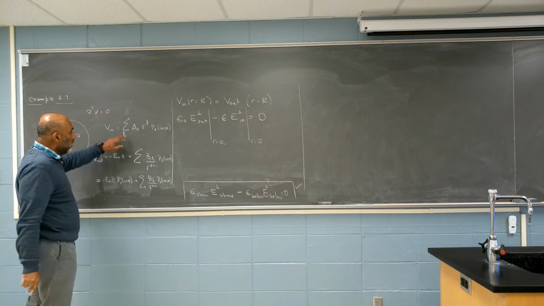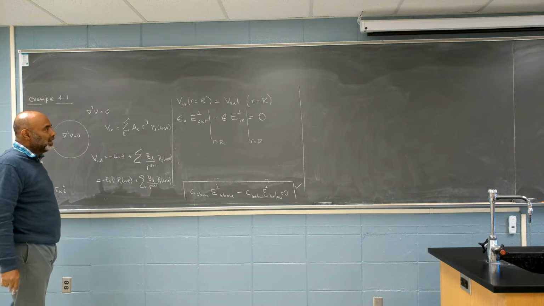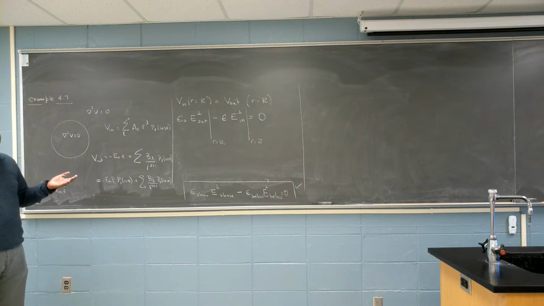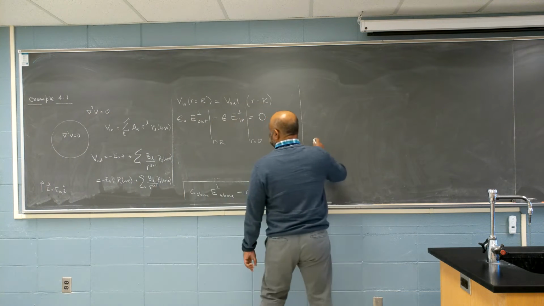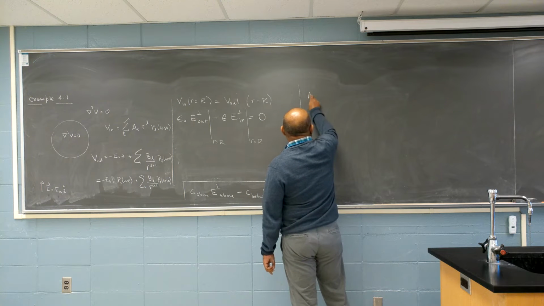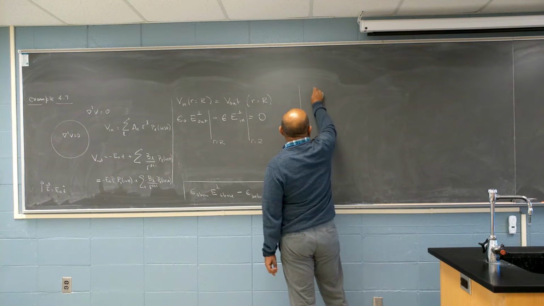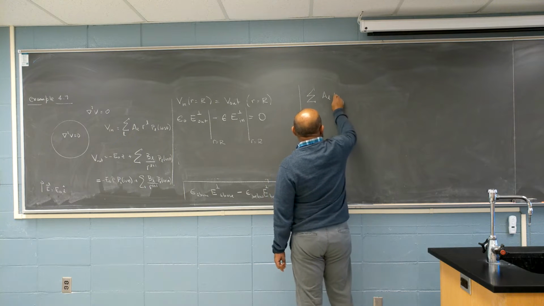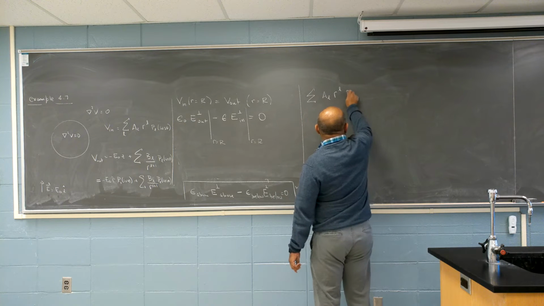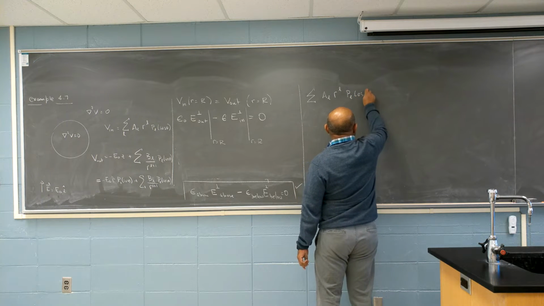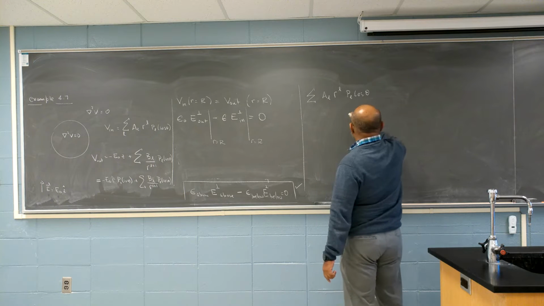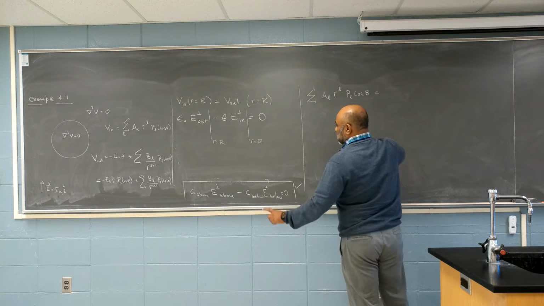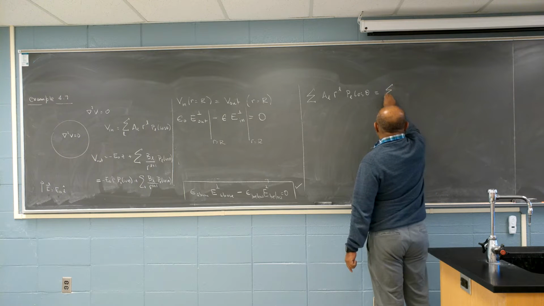First, let us satisfy the equality. Not that finding the electric field perpendicular is going to be that hard. Okay? So what does that mean? It would mean, summation A_L r to the L P_L cosine theta equals, I'll tell you why I'm cheating.